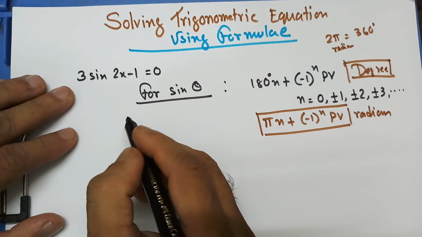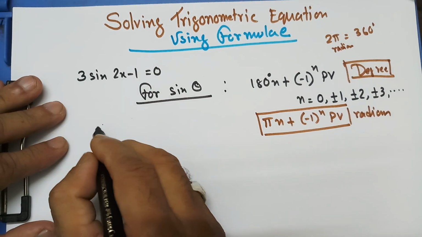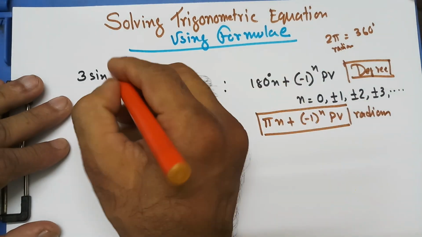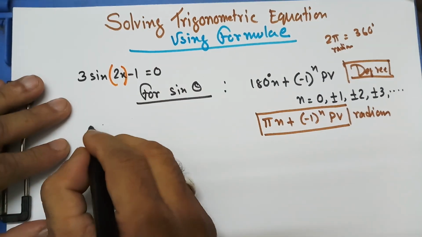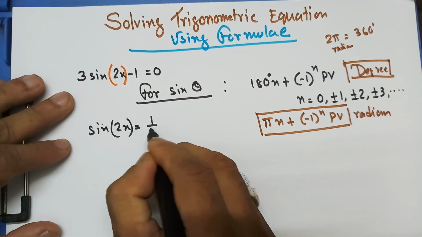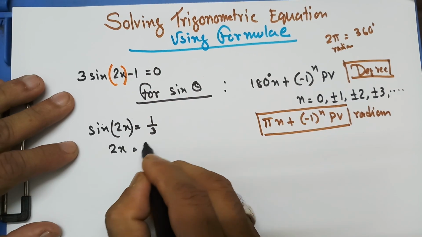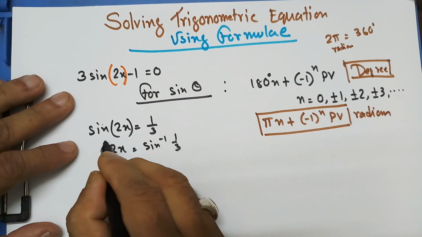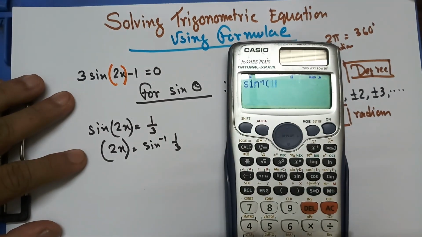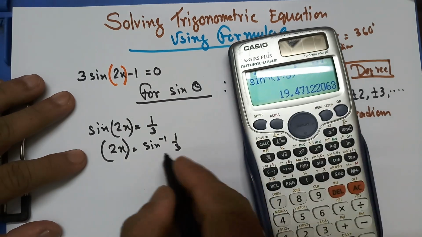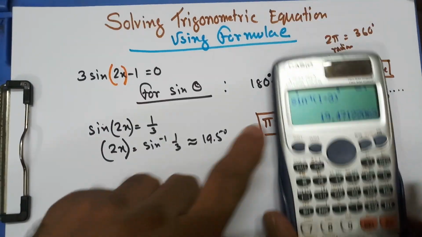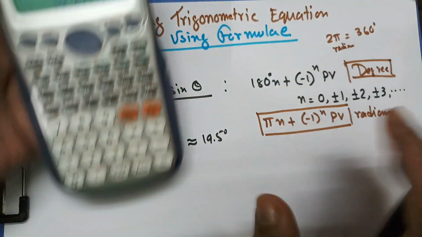Now what I need to do is separate 2x from sine. Sine 2x equals 1 by 3, so 2x is going to be sine inverse 1 by 3. I'm going to keep that inside the bracket. Sine inverse 1 by 3 gives approximately 19.5 degree, and that's my PV, calculator value or primary value, whatever you call it.